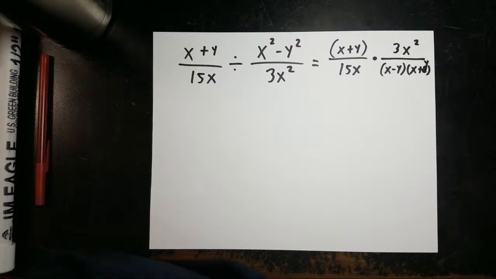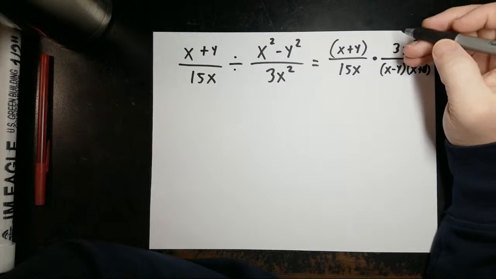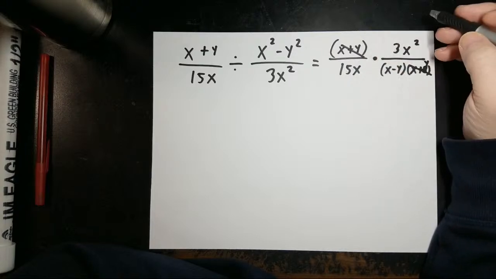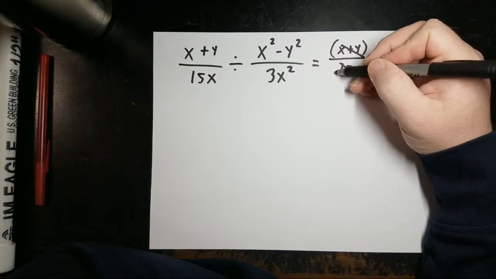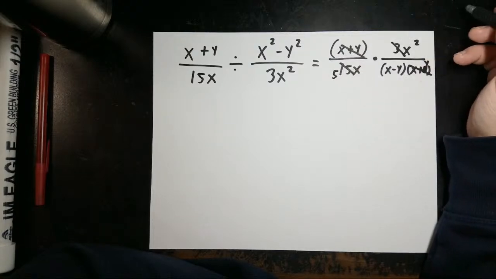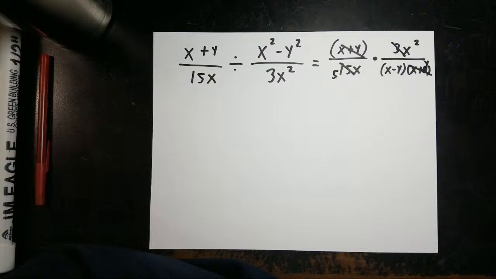I was just checking something on the computer. The x plus y's definitely cancel. The 3 and the 15 simplify to become a 1 over 5. You don't have to write the 1. You can if you want, but the 1 doesn't matter because it's being multiplied, and multiplying by 1 doesn't do anything.